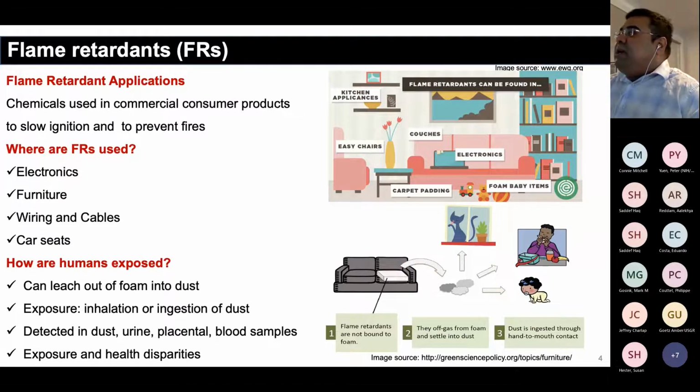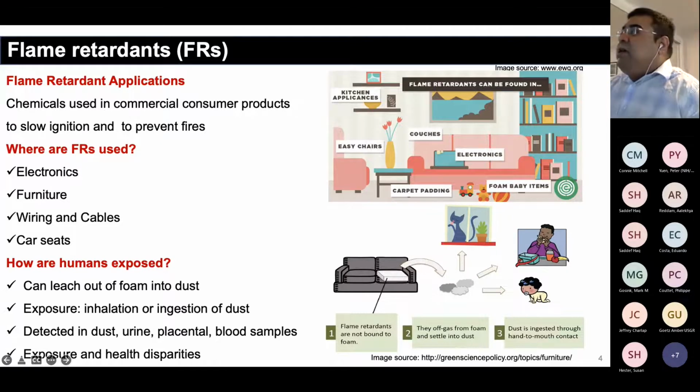Flame retardants are chemicals that are used in consumer products to slow down spread of fire. They are used in a number of everyday products that we encounter around us, as you can see from the figure here, such as the chairs that you are sitting on, electronics, car seats, carpets, gym products, and so on. So in a lot of other products.